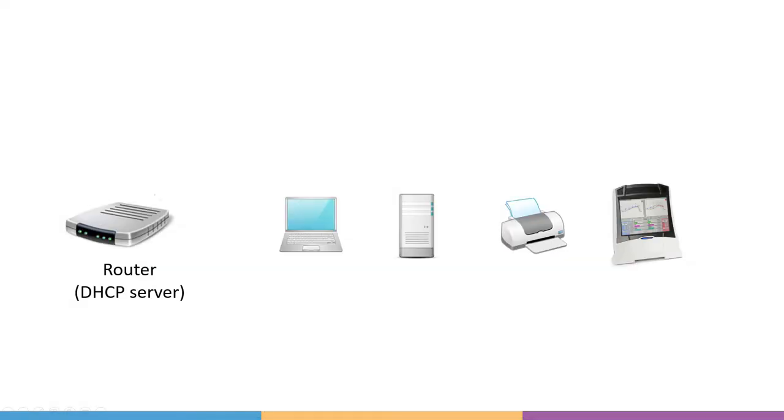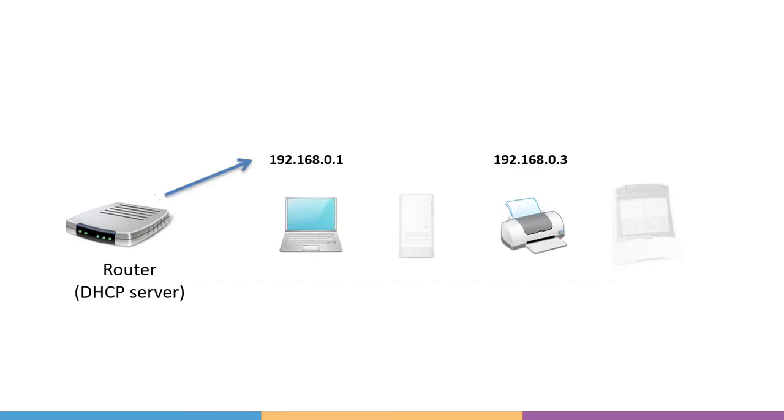The DHCP server on the router, the part that assigns the addresses, will always attempt to give the same address to the same network device when things are shut down and powered back up.